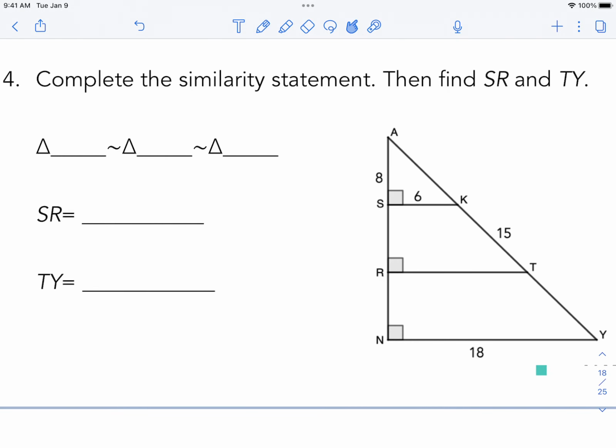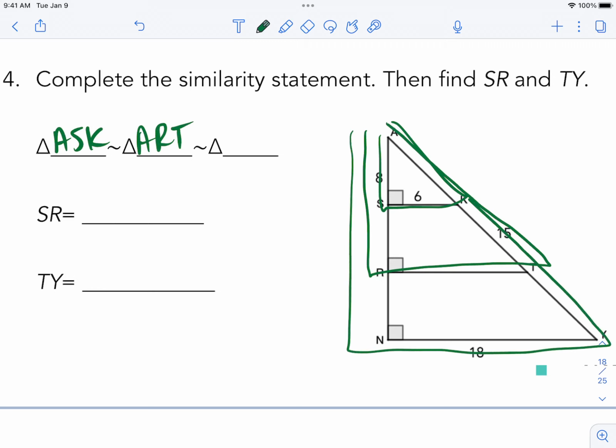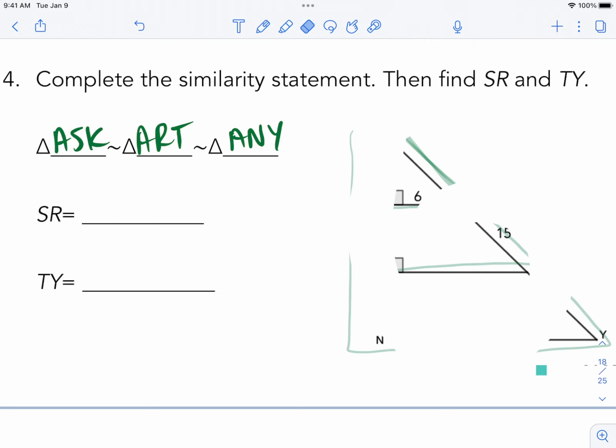Number 4, complete the similarity statement, then find SR and TY. So the similarity statement here is just recognizing what are the 3 overlapping triangles. So like the first one is ASK, and that's this one right here. And then the next one, again starting with A, RT, and then the next one ANY. So those are the 3 overlapping triangles.